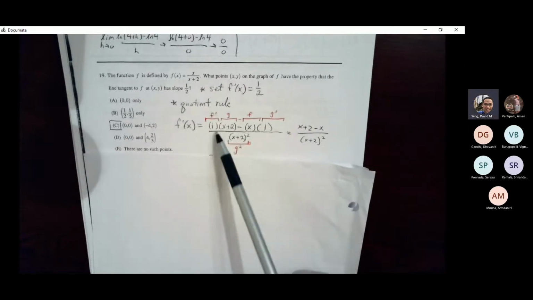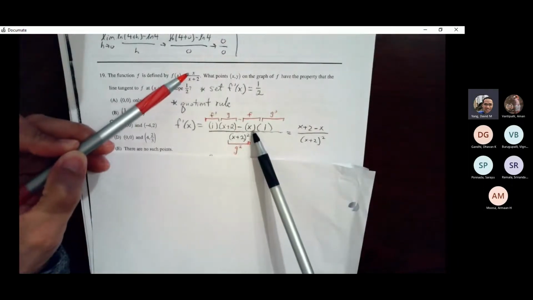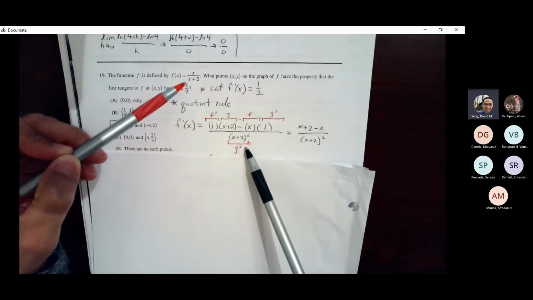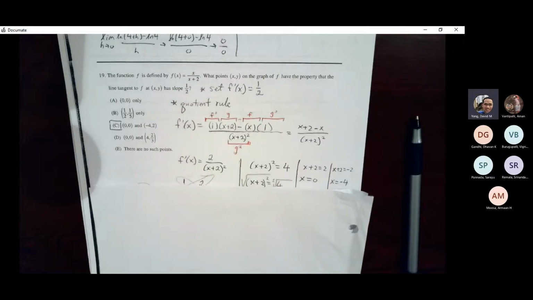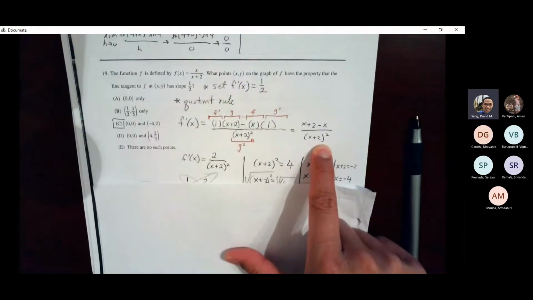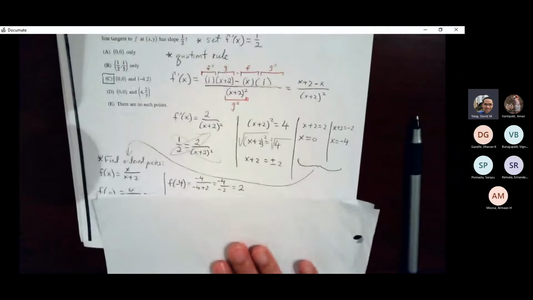Okay, so x becomes 1. We keep the x plus 2, minus f, x stays as x. g prime, x plus 2 becomes 1, all over denominator squared. Okay, we do some cleanup. We're able to get it down to x plus 2 minus x over x plus 2 squared, which is reduced all the way down to 2 over x plus 2 squared. So once we have our derivative, we set that equal to 1/2.